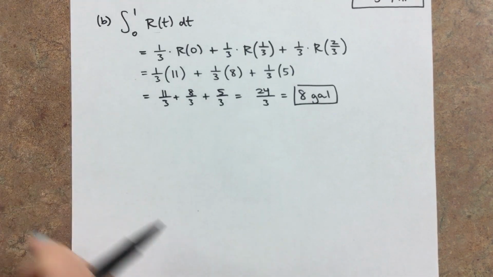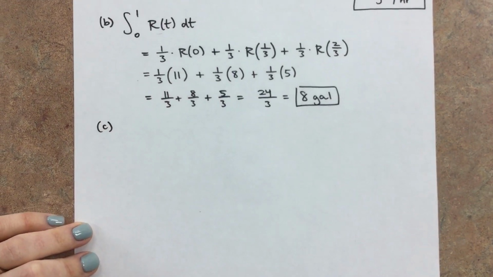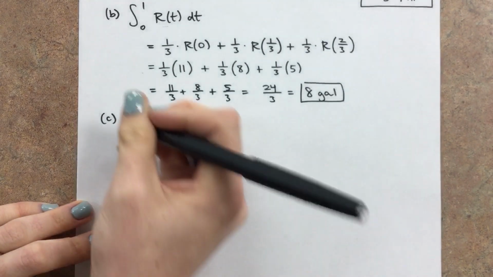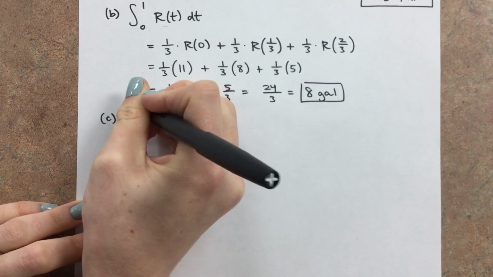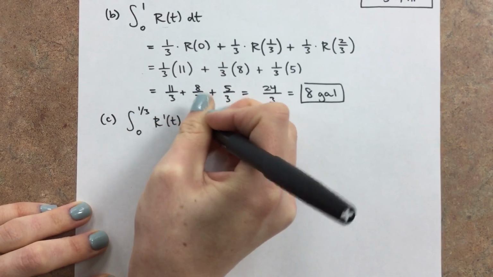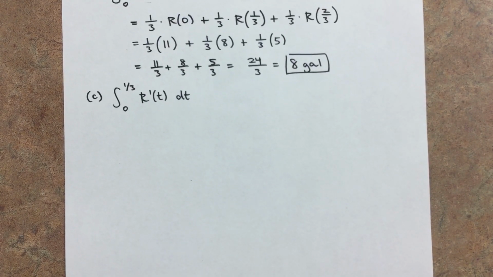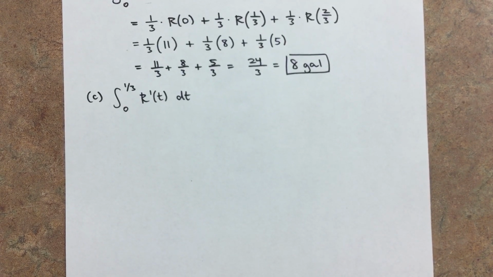On to part C and D, the next part of this problem. On the back of this page it says, use the data in the table to evaluate this right here. So from 0 to 1/3, R prime of t dt. So now notice here, it doesn't say approximate. It says evaluate. Evaluate means that's an exact answer. We can actually find this.